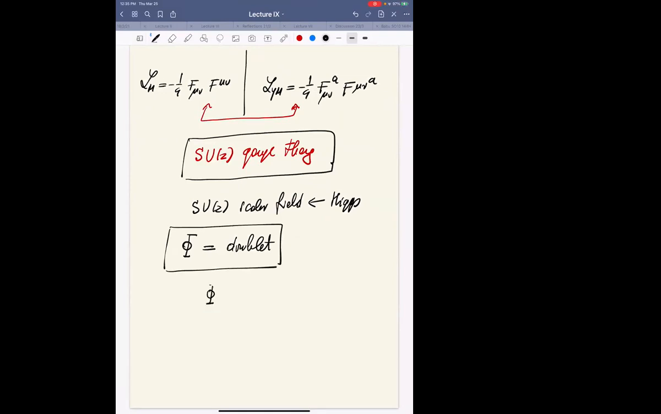Which means that phi transforms into U phi. Here it is. I wrote before, all I need to know is the form of T^A, and these are Pauli matrices. This is the meaning.